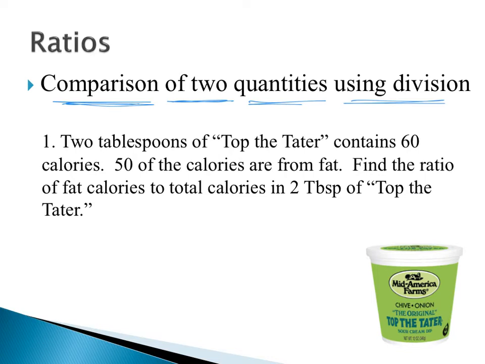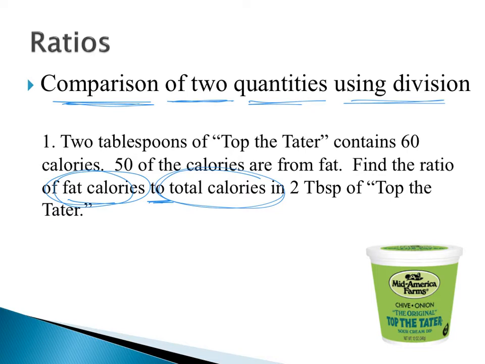Let's jump into an example. Number 1, 2 tablespoons of top the tater contains 60 calories. 50 of the calories are from fat. Find the ratio of fat calories to total calories in 2 tablespoons of top the tater. So we're looking for what's the ratio of fat calories to total calories.